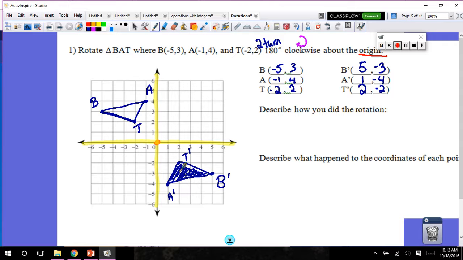So now you've rotated the triangle. Okay, so describe how you did the rotation. I went 2 turns clockwise, right, about the origin. So let's go around the X, Y axis.